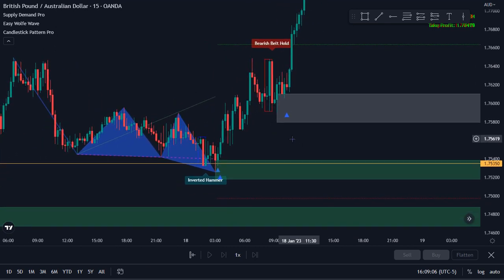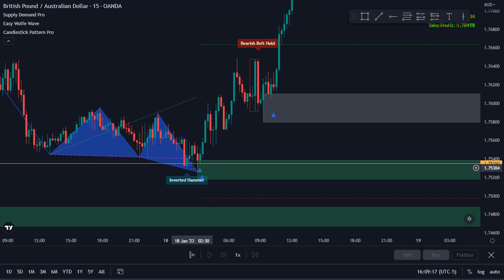We can see a Wolfe Wave finally form. And where does it form? It forms right as it's touching, as it digs into the 4 hour order block.